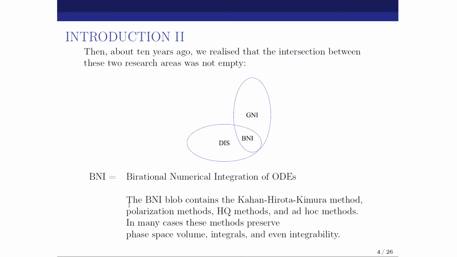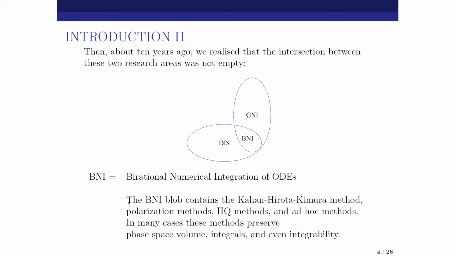Then about 10 years ago, we realized that actually the intersection between these two areas was not completely empty. There were some methods in the middle, in the overlap, if you like, which I call, for the purpose of this talk, birational numerical integration of ordinary differential equations, that combine the two notions in a sense. So this intersection, the BNI block, contains the so-called Kahan-Hirota-Kimura method.